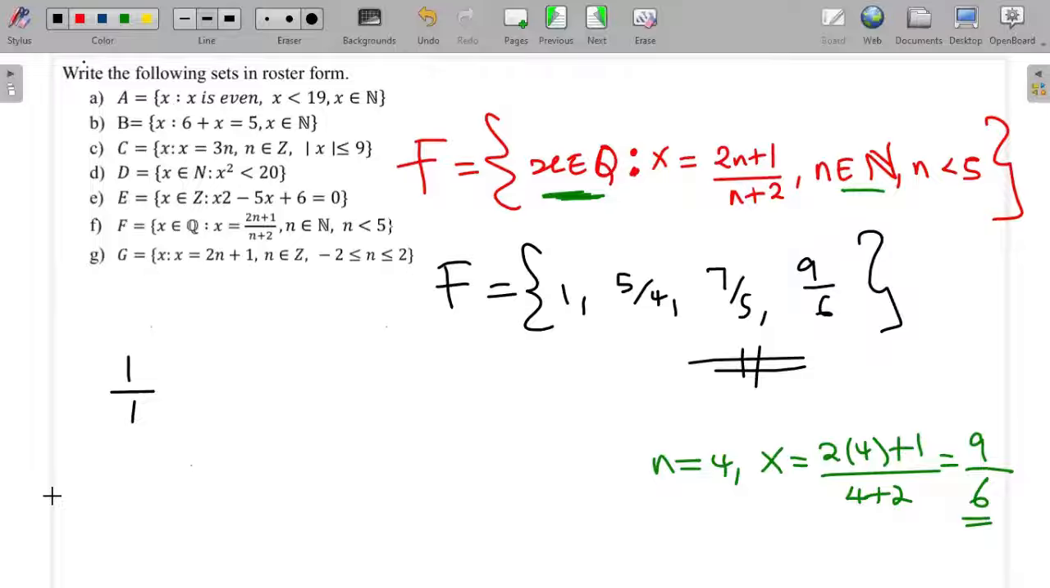Is it okay if we can also simplify 9 over 6? Simplify 9 over 6? For roster form, no. You just leave it like that, because there is a pattern that is following there. You can see like on top, they're increasing by 2, down they're increasing by 1. So just leave it like that for roster form. Don't simplify. Is that okay?